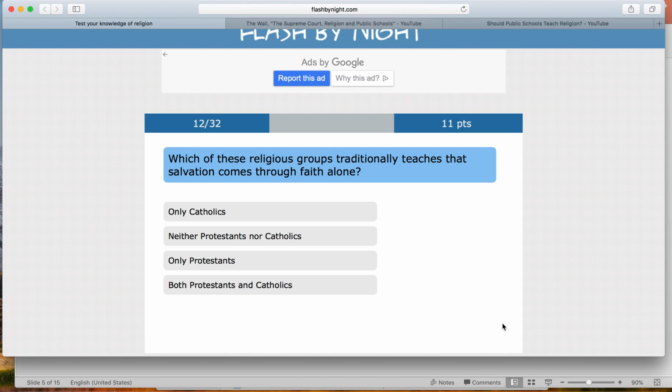Okay, next, which of these religious groups traditionally teaches that salvation comes through faith alone? Is it only Catholics, neither Protestants nor Catholics, only Protestants, or both Protestants and Catholics? If you selected only Protestants, you would be correct.